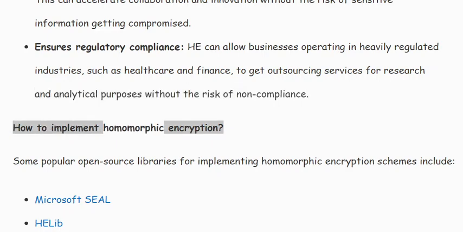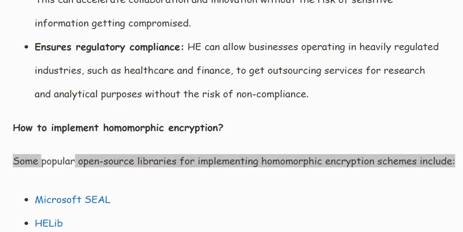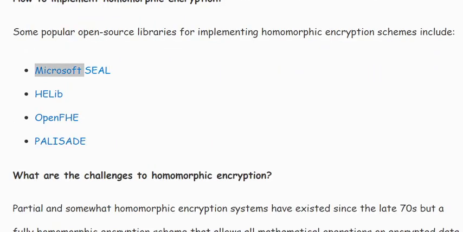How to implement homomorphic encryption? Some popular open-source libraries for implementing homomorphic encryption schemes include Microsoft SEAL, HElib, OpenFHE, Palisade.